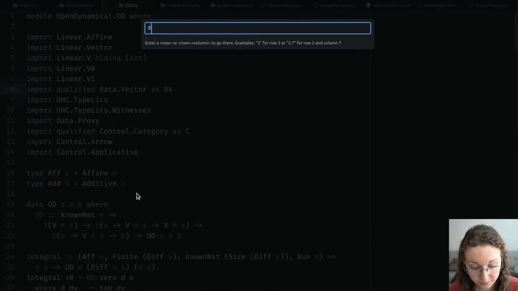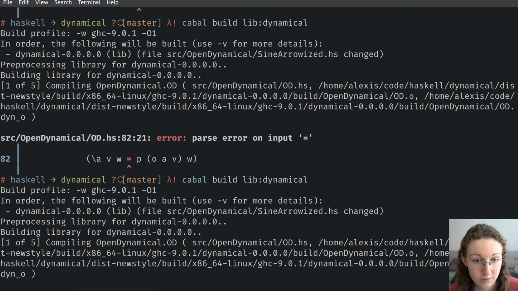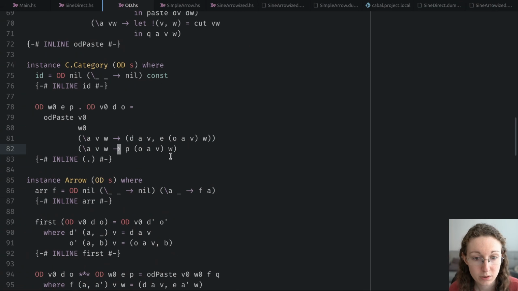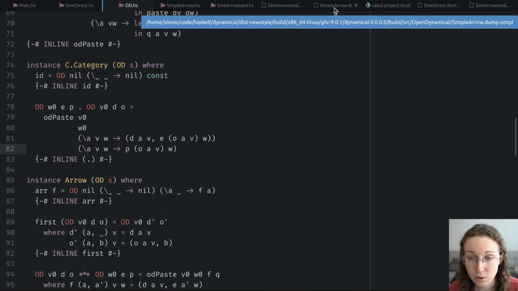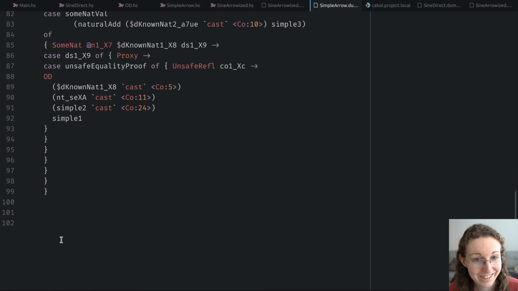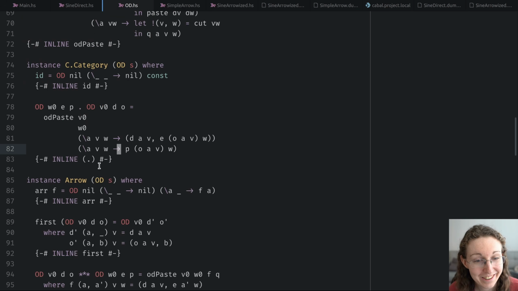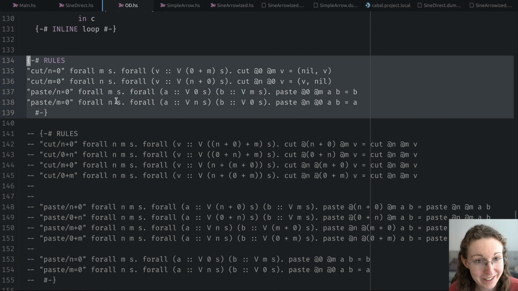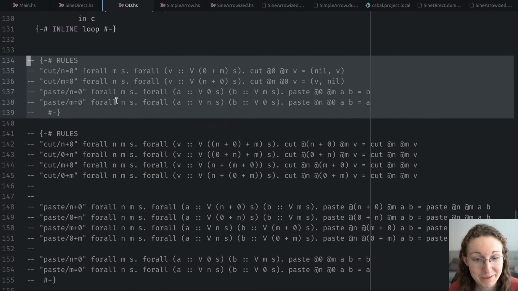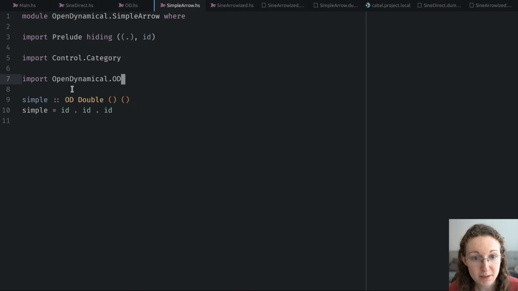Line 82, right here. There we go. All right, so let's take a look at that simple arrow program again. And what do you know? What was it before? Actually, let me quickly compare and contrast this again. Let me comment these out, rebuild. And so again, this is the example where we're just composing ID with itself 3 times.